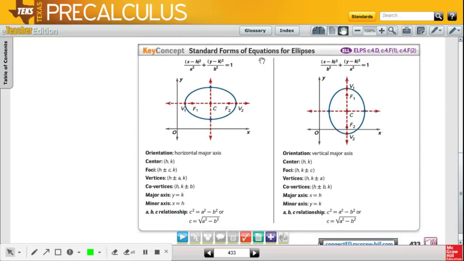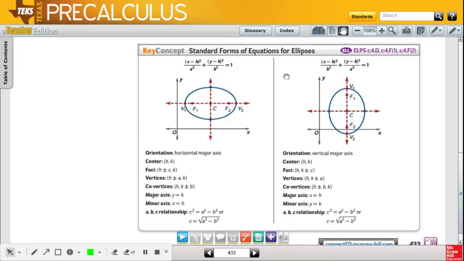In this chart, when you're copying this down, make sure you copy exactly what is shown here. You see there's an equation on the left section and another equation on the right section. Pay very close attention to how it's labeled, and I'm going to talk about what the difference is between these two.